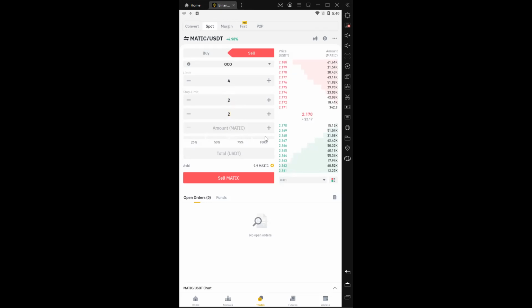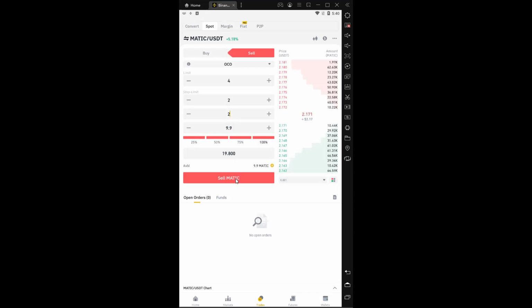So you are telling the market that whichever of these price actions happens first, then sell off my coin. If the market reaches $4 before reaching $2, I'll be able to sell this coin at $4. But if the market reaches $2 first, then the market will sell it off at $2 instead.